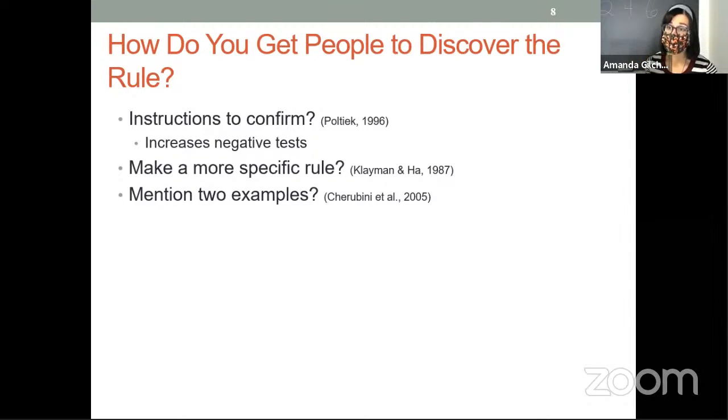If we mention 2 examples that fit the rule rather than just 1, that also seems to provide a benefit, as Cherubini and colleagues found in 2005. So all of these things actually help people discover the rule a bit more quickly.